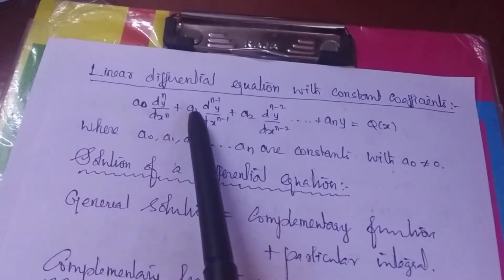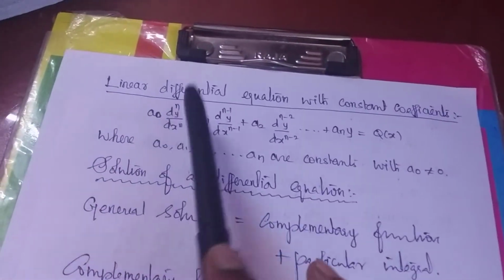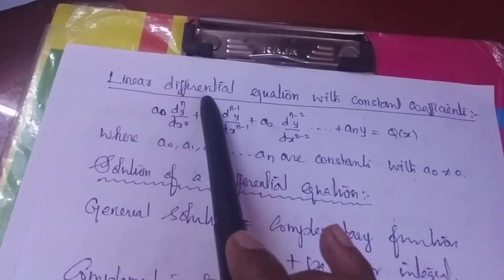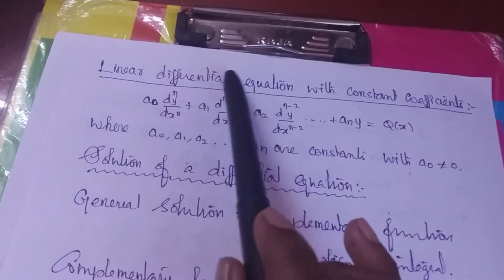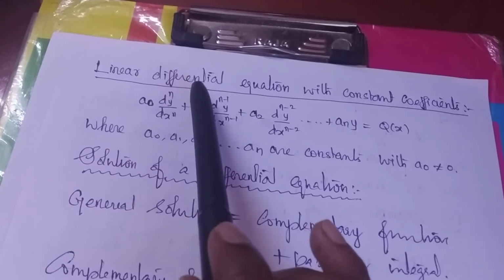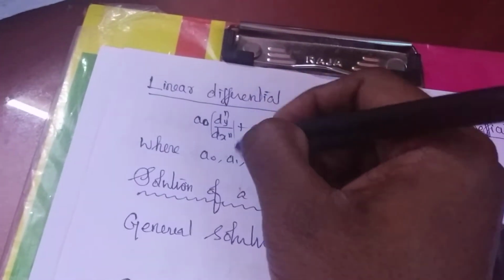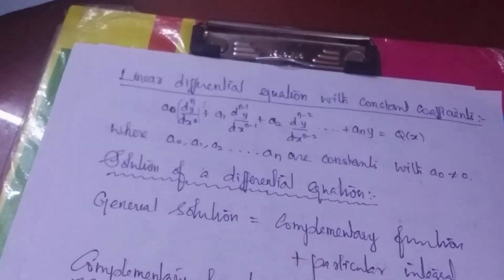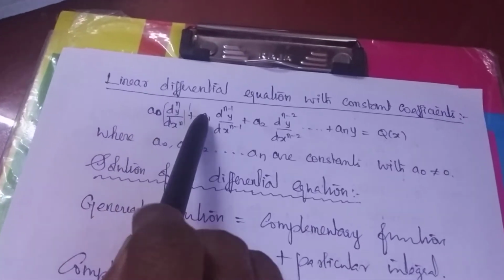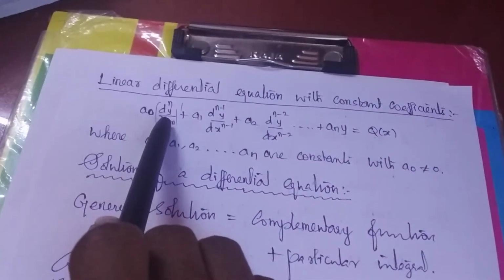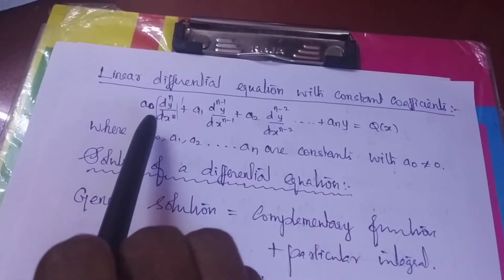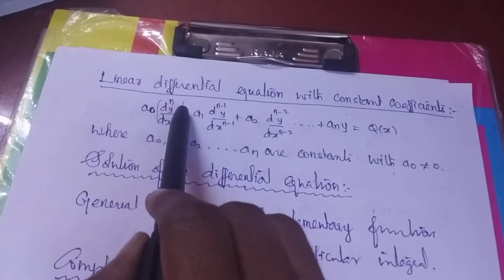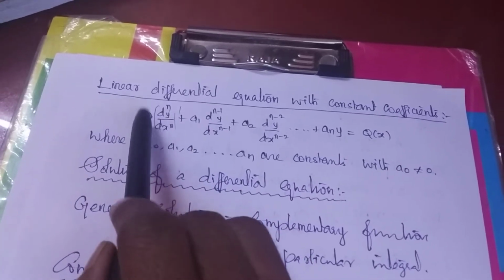How is it called a linear differential equation with constant coefficients? See, here the highest order is n, and the highest order power is the degree. Here the highest order is 1 and its power is 1. So it is linear. Degree 1 means it is linear. Derivative coefficients are all constant. So it is called a linear differential equation with constant coefficients.